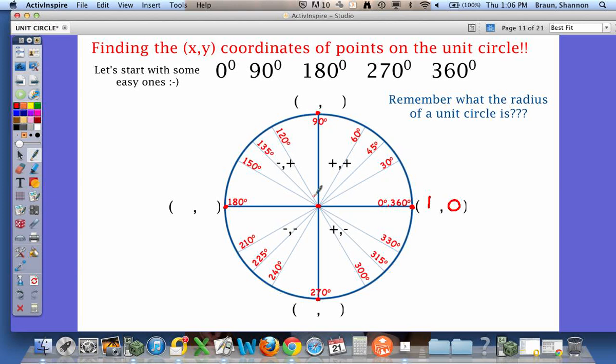So then what would my coordinate be at 90 degrees? 0, 1. Over here at 180, I'm now in the negative direction, so -1, 0. And at 270, I'm at 0, -1. Those are the really easy points to fill out around our unit circle. So you want to be filling these coordinates out around your unit circle with me as we're going along here.